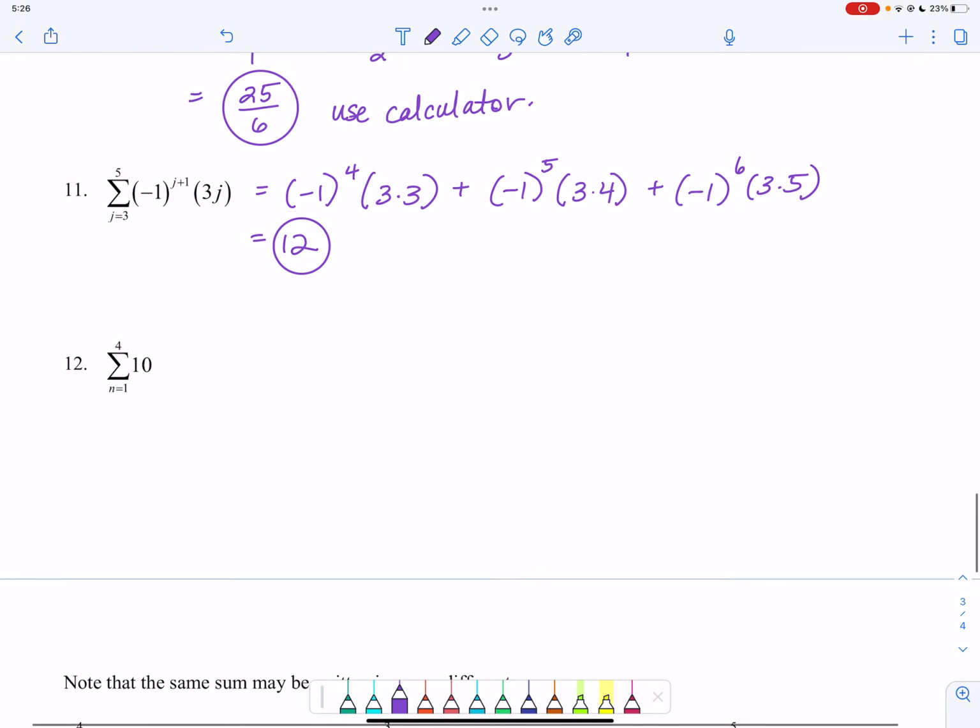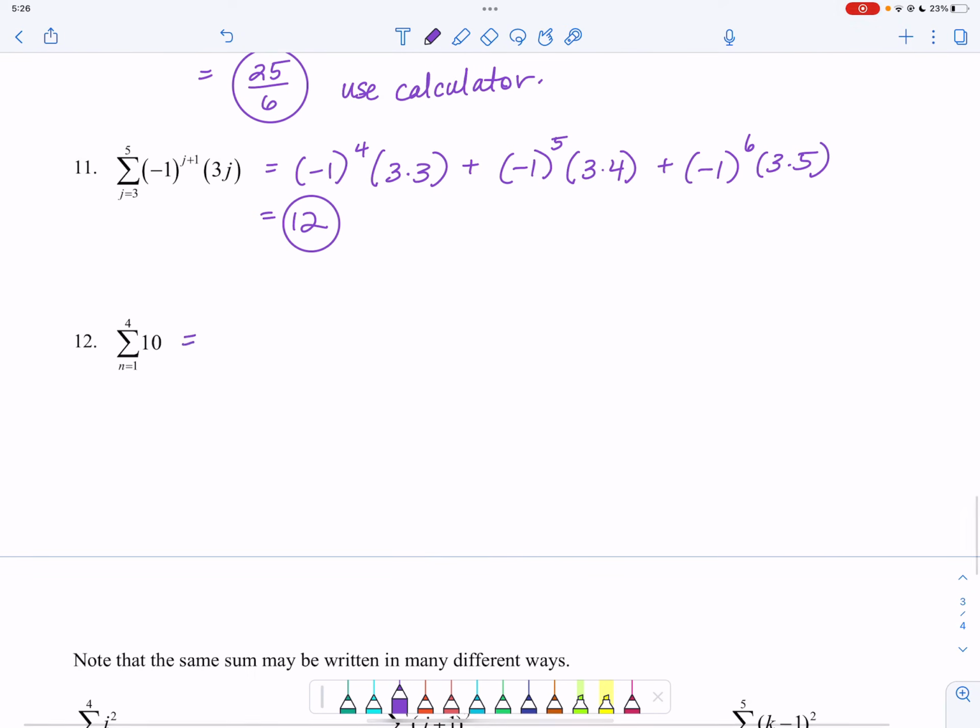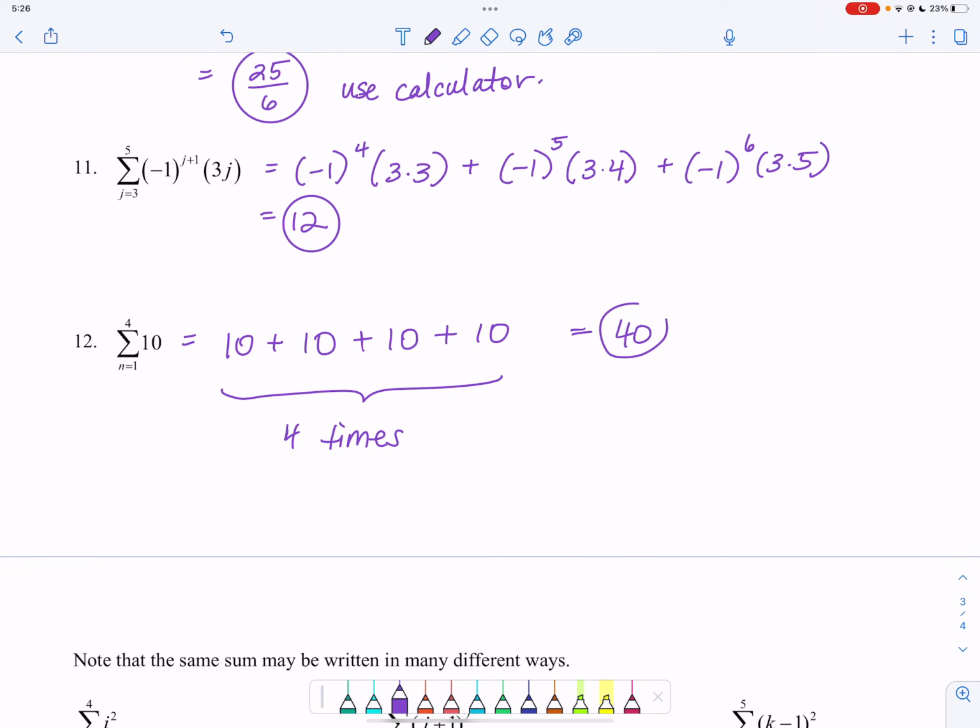So this is a real interesting summation notation. We have n from n equal 1 to 4. However, there is no n to substitute for. So when n is 1, we have 10. When n is 2, we have 10, 3, and 4. So we really have 10 four times, and that's equal to 40.